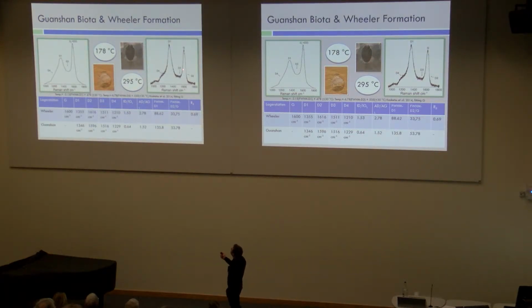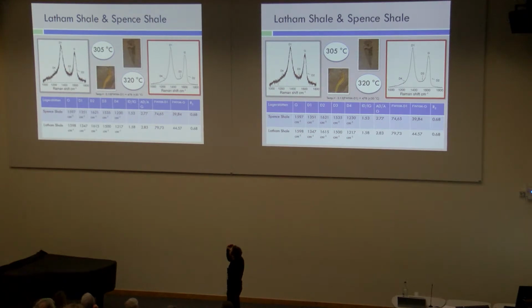We actually start getting a G peak. You'll notice the D1 peak is higher than the G, but you've still got these shoulders of the D3 and the D4. The Latham Shale, the Spence Shale, very similar Raman spectra, very similar temperatures. The one thing to notice is that the width of the D1 and the G are narrowing, and this is evidence of increased temperature.